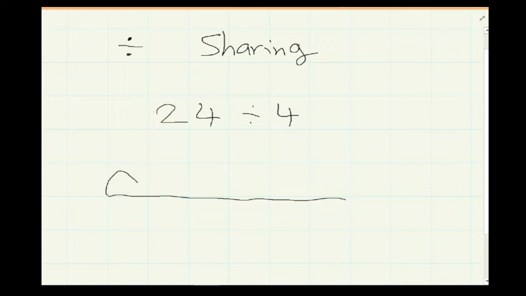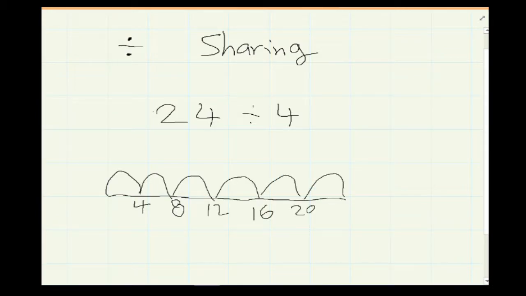So do my 4 times table, we go 4, 8, 12, 16, 20, 24. How many times did I add 4? 1, 2, 3, 4, 5, 6 jumps, isn't there? So 4 fitted into 24 6 times. So I often say division is how many somethings in a something. How many 4s in 24? 4, 8, 12, 16, 20, 24 is 6. So it's really important to understand that.